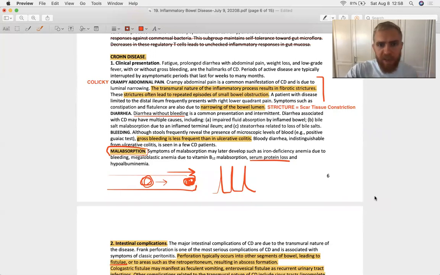I'm going to read you what the text says, and then I'll give you my interpretation of it. The transmural nature of the inflammatory process in Crohn's disease results in fibrotic strictures. Strictures often lead to repeated episodes of small bowel obstruction. So what a stricture is, essentially, is a scar tissue constriction. I want you to say that. Say scar tissue constriction. Stricture, scar tissue constriction. And what it's going to do is it's going to constrict the lumen of the gut.